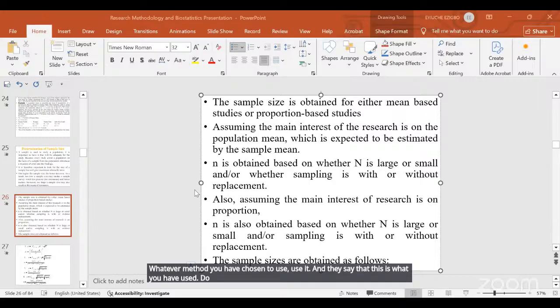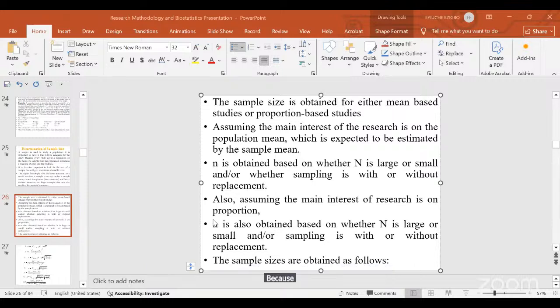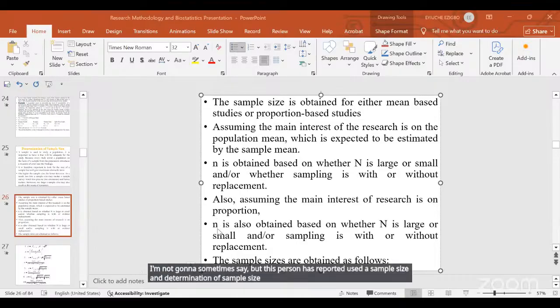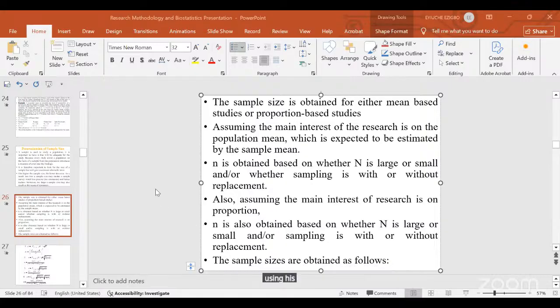Do you know why it is important that you report the method of sample size determination you have used? Because when you have finished, that may be a gap for another person. Another researcher may look at it and say that this person used this method of determination of sample size, and he used a sample size of this, and he obtained this result. But if the method of determination of sample size changes, the result may not be exactly what it is. And that becomes a gap for another researcher.